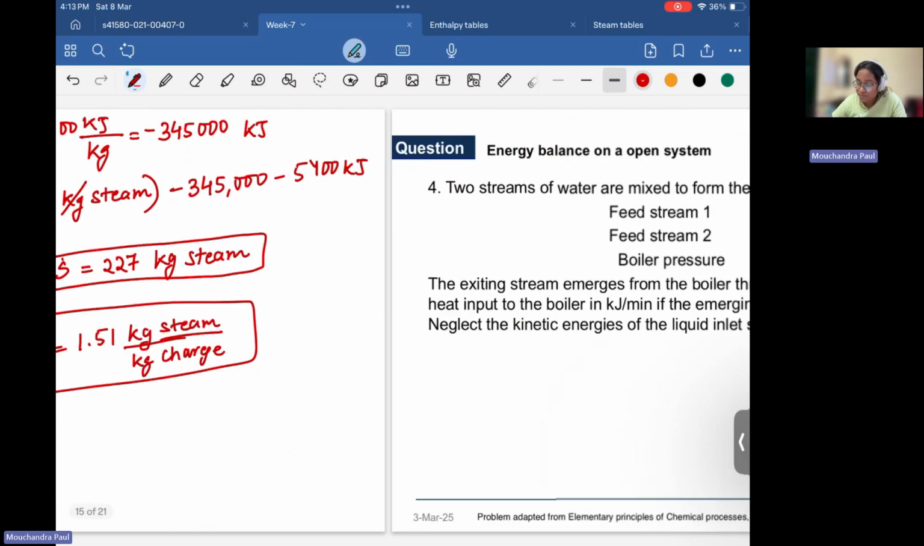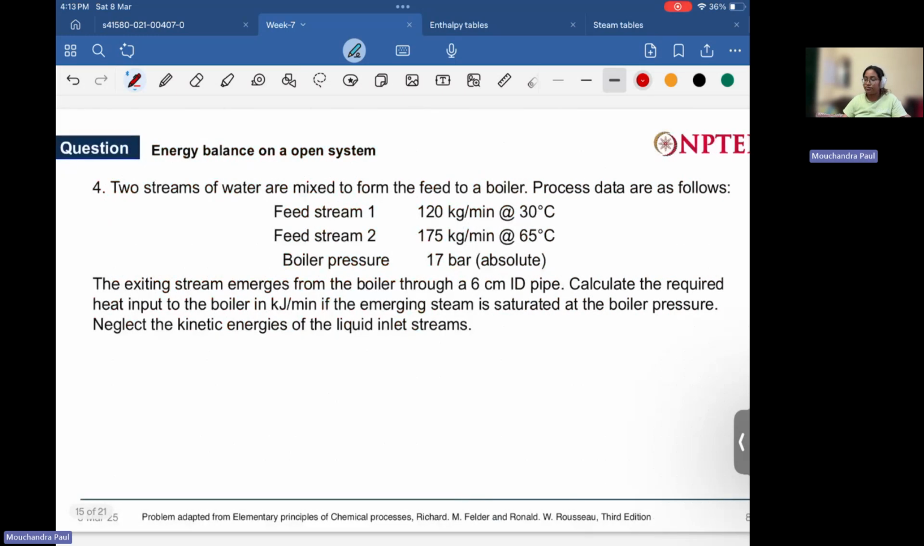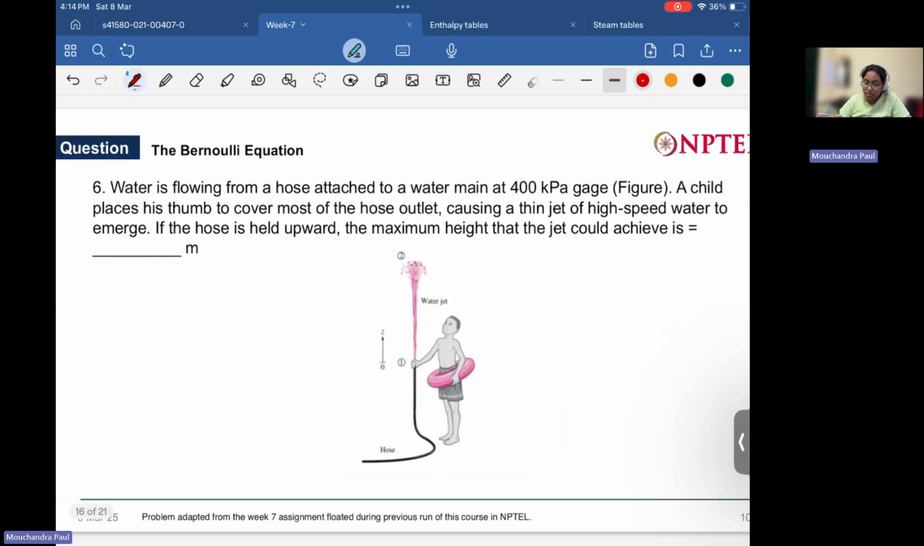Now let's move to the next question. Question number 4. This question is again on open system energy balance. You are given two streams of water that are mixed to form a feed to a boiler. The process data are as follows.